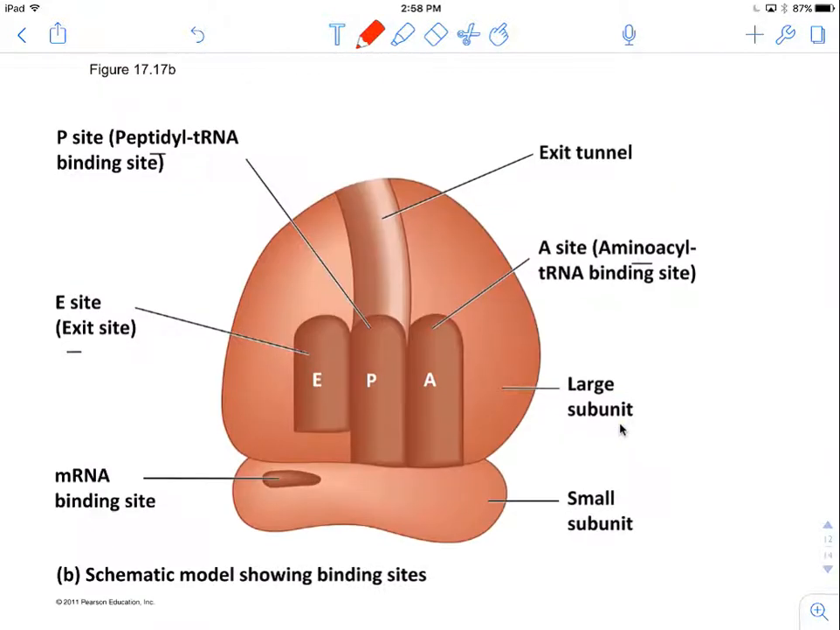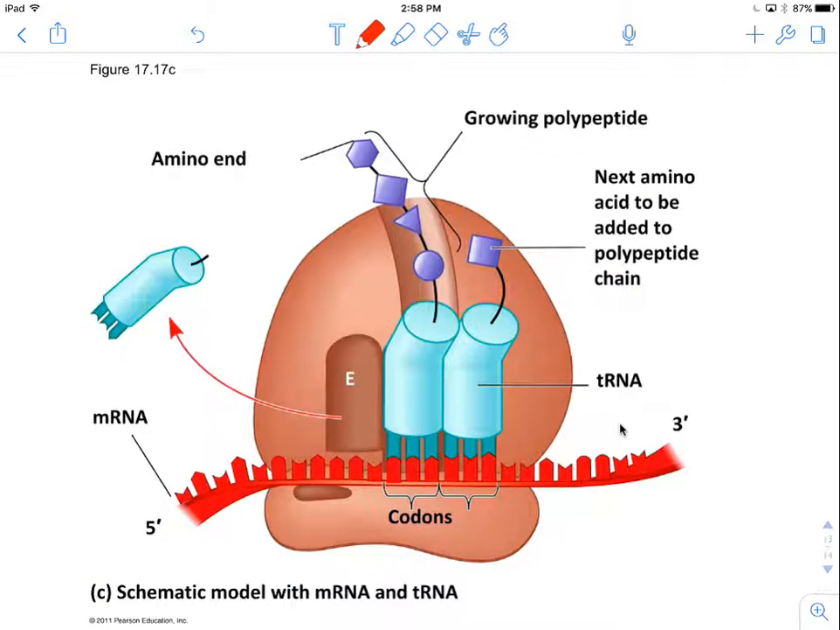So let's look and see those sites again here. Here I have my P site that holds the protein. My A site will have a tRNA that has the next amino acid. And the E site is the exit site. All right, so these are the different binding sites. Here's my small subunit and my large subunit. The small one is small, the large one is large. And now let's look at the subunit with some tRNAs in place to show you how it works.